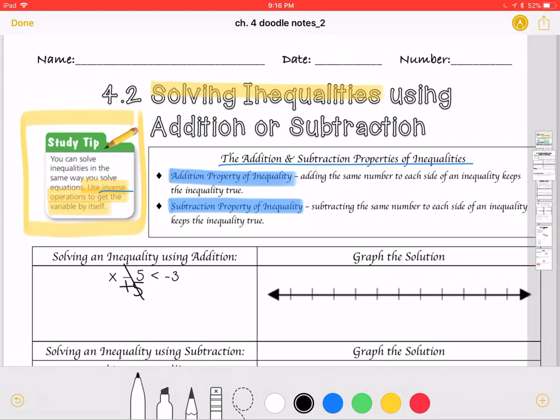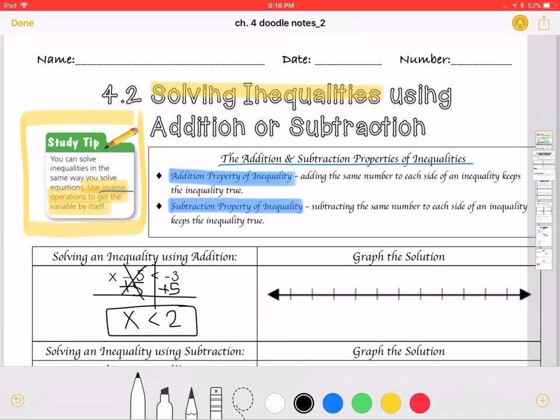So I added 5 to the left. I'm now going to jump over, and you can still maybe do that upside down T if you like it, but you just have to remember you're bringing down an inequality sign. So then we're going to add 5 to the right. Negative 3 and a positive 5 gives you a positive 2. On the left, all we're left with is x. Look, I got my variable by itself. So the solution here is x is less than 2.